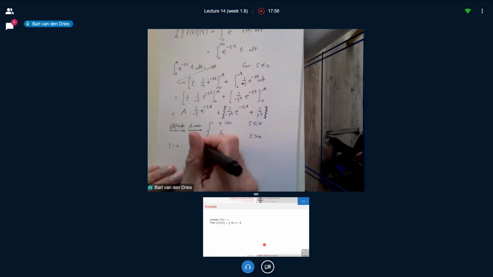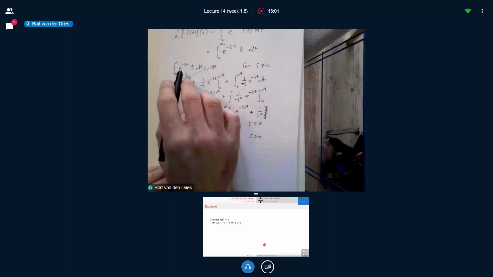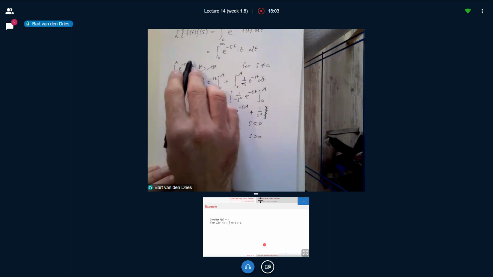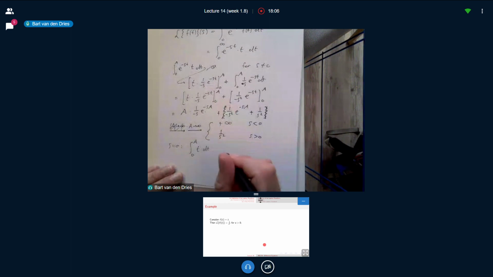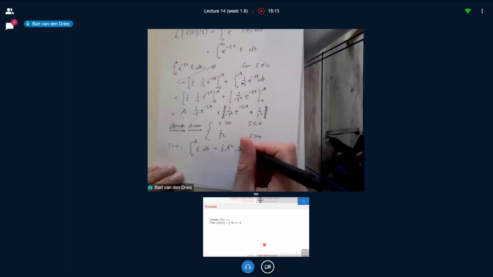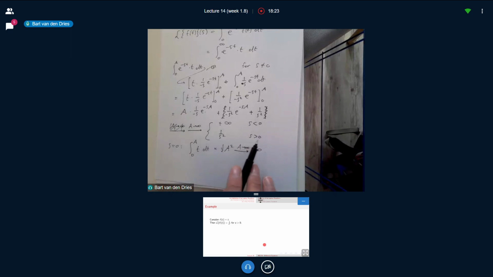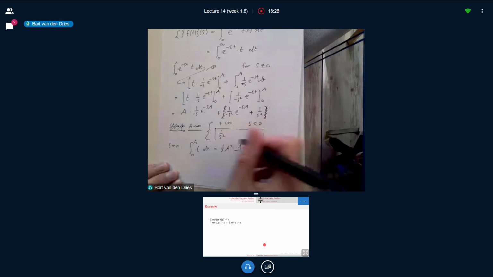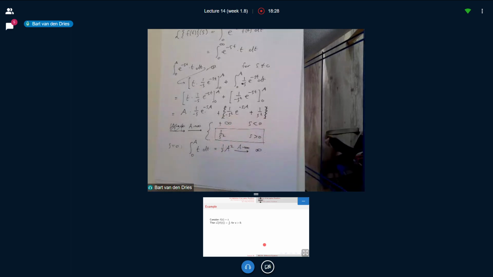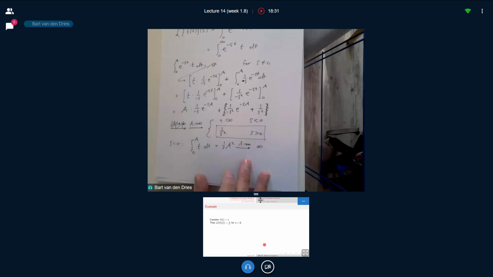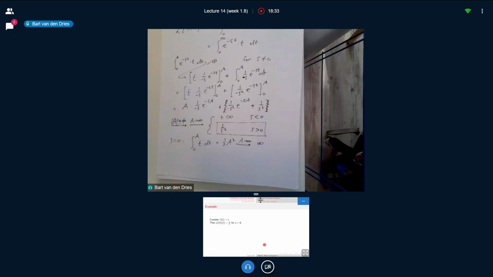So what do I have then? Well, the integral from 0 to a. If s is equal to 0, e to the power st is 1. So I get just this integral. This is 1/2 a squared minus 0. And if a goes to infinity, this goes to infinity. So you see that I get infinity if s is smaller than or equal to 0. So then the Laplace transform is not defined. But for s bigger than 0, I get 1 over s squared. Right. This is the idea. This is it, basically.